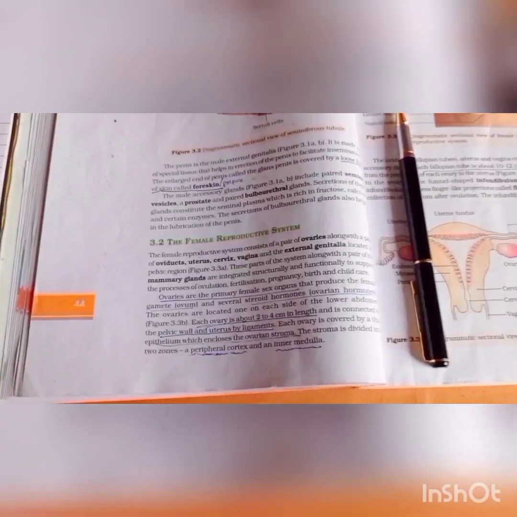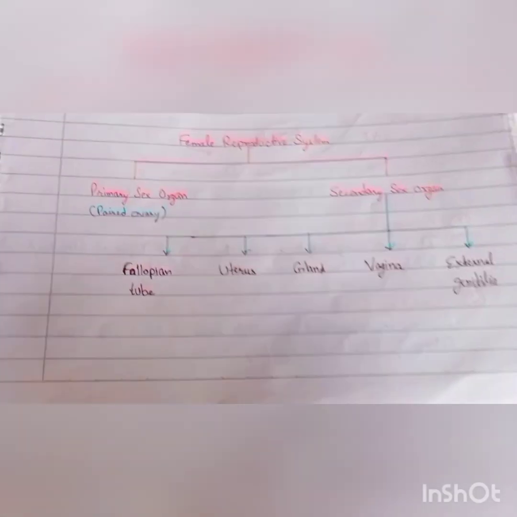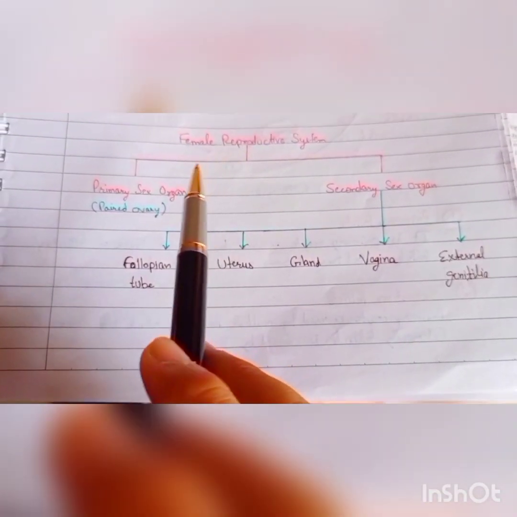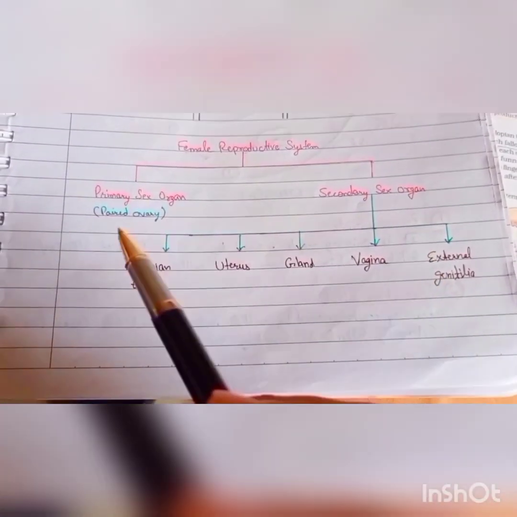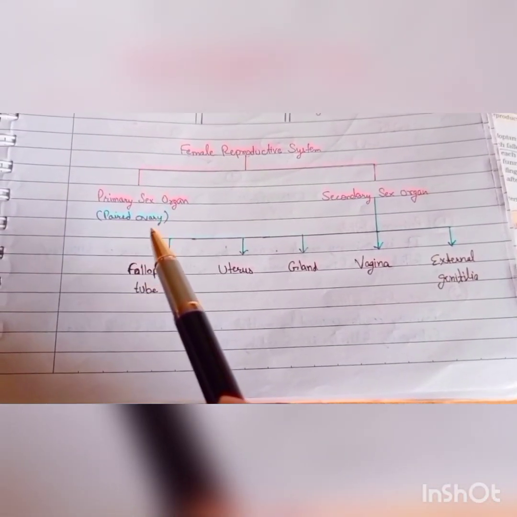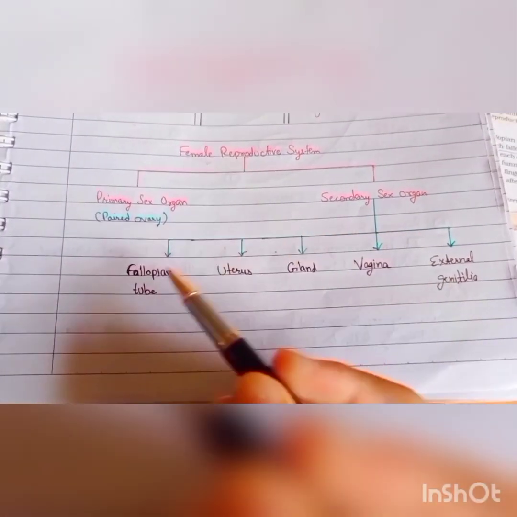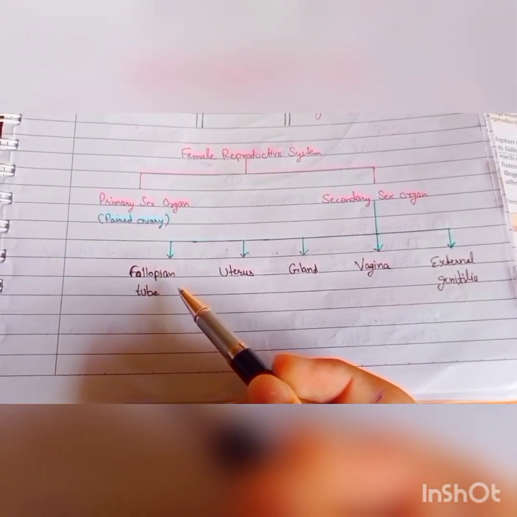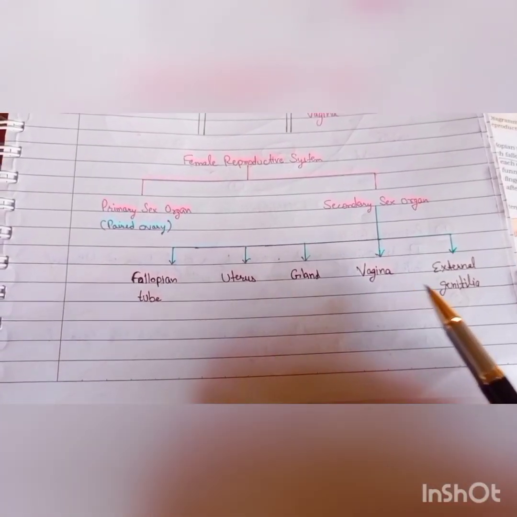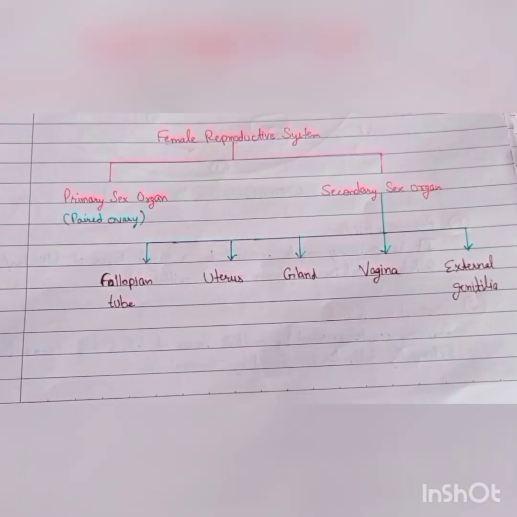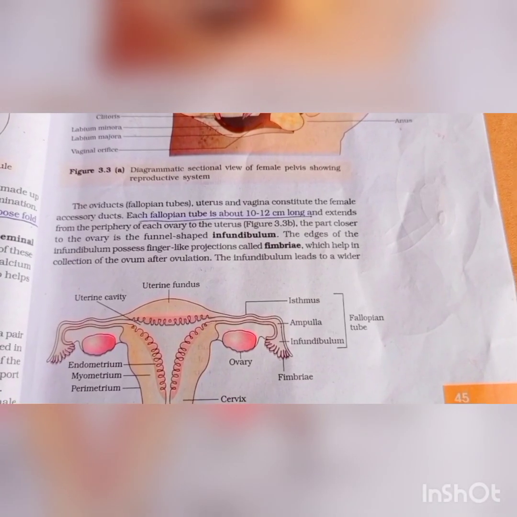Now we will go through the notes of this para. The female reproductive system is divided into two parts, primary sex organs and secondary sex organs. Primary sex organs are the paired ovaries. Secondary sex organs are the fallopian tube, also called oviduct, uterus, gland, vagina, and external genitalia. Now let's move on to the next para.